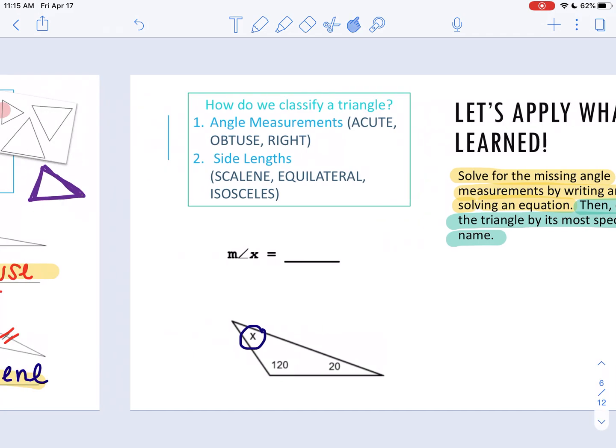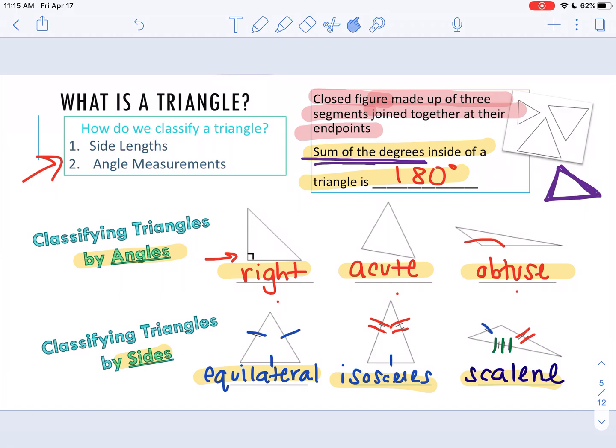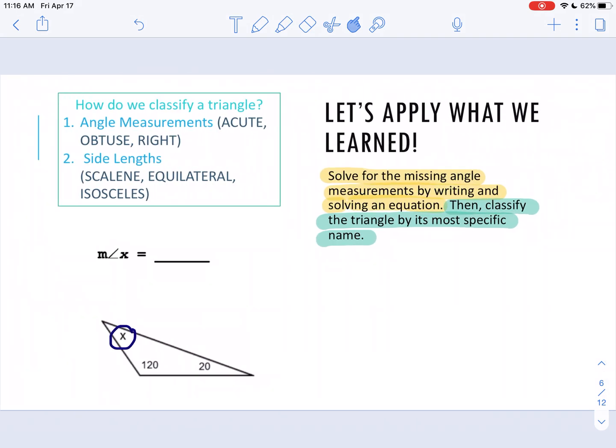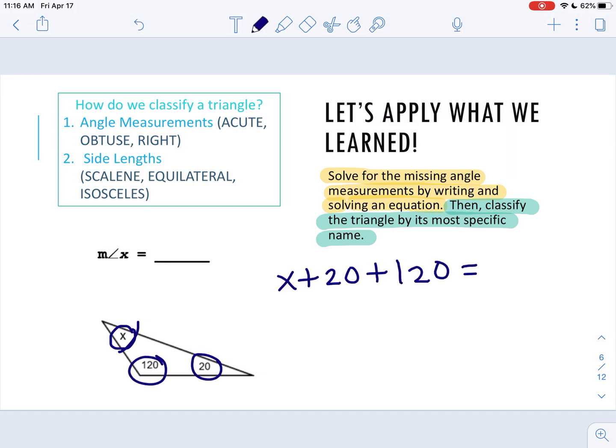And from our previous slide, we know the sum of the degrees inside of a triangle is 180 degrees. So let's actually start writing that out. I'm going to create an equation that shows that all three of these angles add up to 180 degrees. So angle x plus angle 20 degrees plus the 120 degrees should equal, correct, 180 degrees. We know that three angles add up to 180 degrees. From here, it's just a matter of actually solving it out using what we know about solving equations, all right?